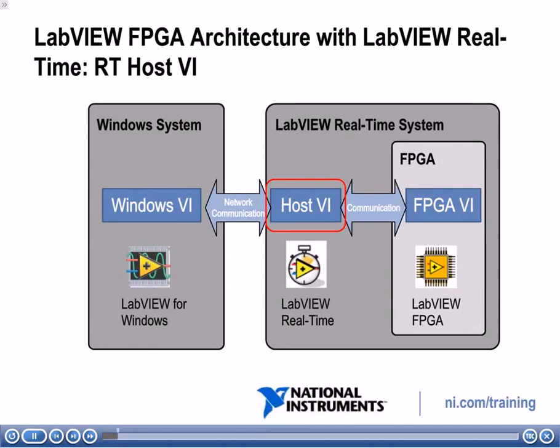Let's talk a little bit about the FPGA architecture with LabVIEW RealTime. If we look at this graphic, we've talked about it already before. Let's look at the real-time system block. Say we have an FPGA on there, and then we would need to develop a host VI that's running on the LabVIEW RealTime target to communicate with the FPGA VI. For example, if this was a cRIO, then you'd need something running on the RT OS of the cRIO to communicate with the FPGA VI.